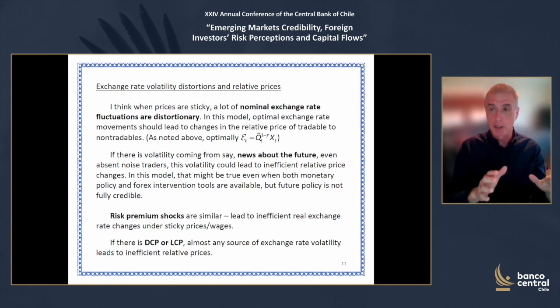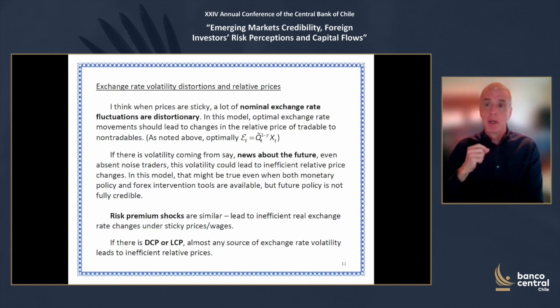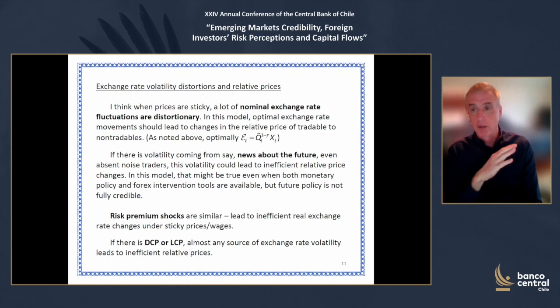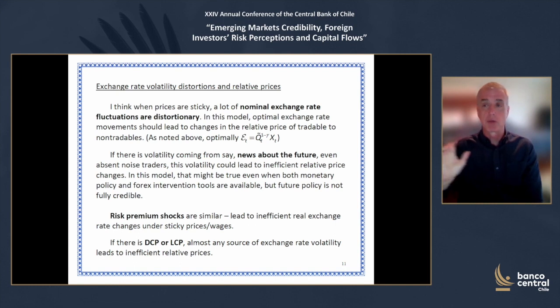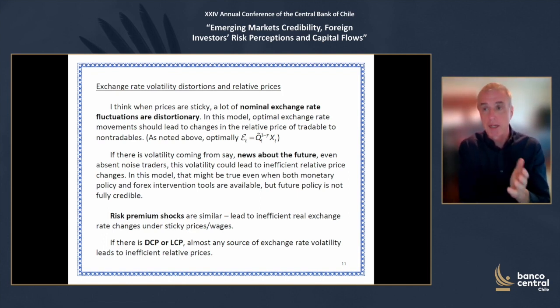For example, even in this kind of divine coincidence type of model, where everyone's following the right policy, if there's uncertainty about what the policy is going to be in the future, and then you get news about the future, you'll have exchange rate shocks that are distortionary even under the supposed divine coincidence policy. But for sure, even in a richer model, there are all sorts of things that I think actually are realistically leading exchange rate movements not to be delivering anything like what we want. They're not delivering the real exchange rate movements that are efficient.